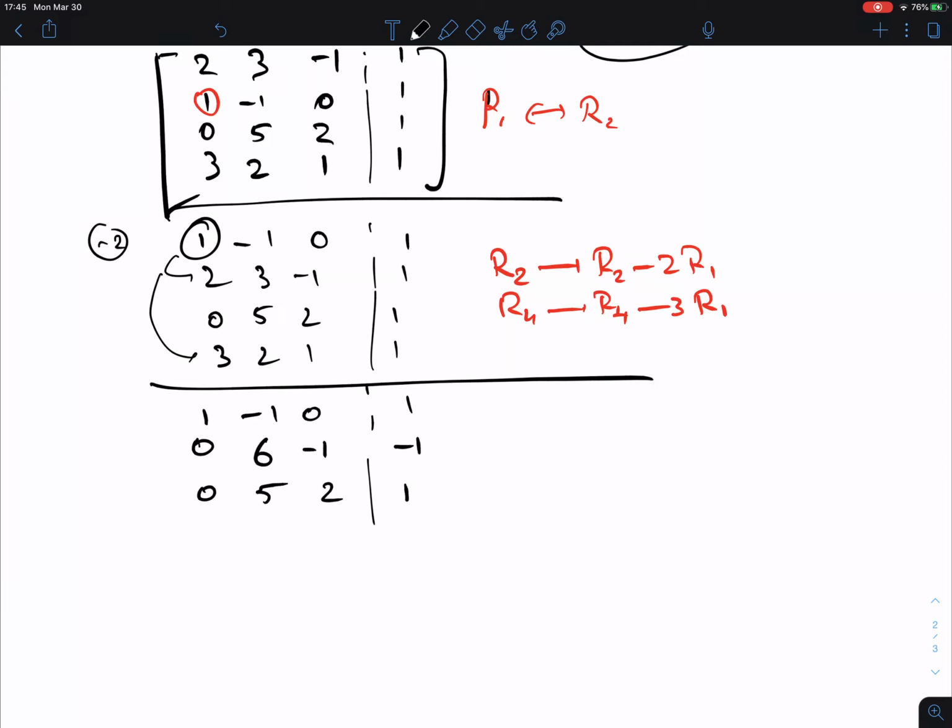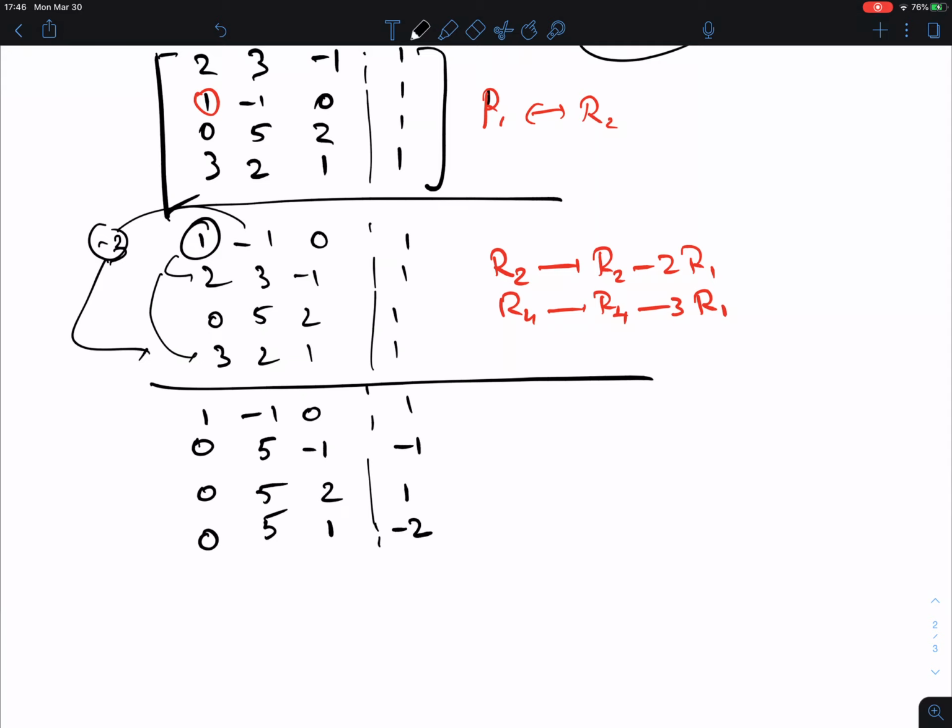Wait, no, sorry, did I do this right? No, I made a mistake. Sorry, if I multiply this, 2 plus 3, that's 5, not 6 here. Be careful always. And then now I'm multiplying with negative 3 and adding it up here, so I get 0. Negative 3 times 1, 3 plus 2, that's also 5, and I get a 1 here. And what do we get here? Negative 3 plus 1 is negative 2.